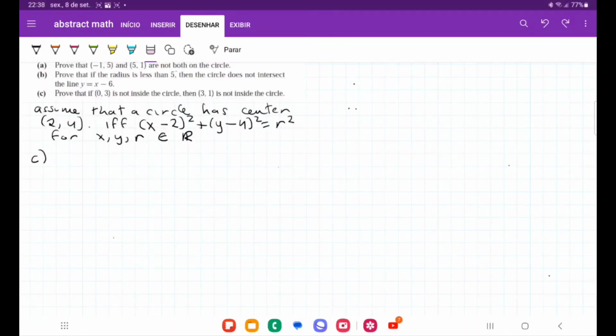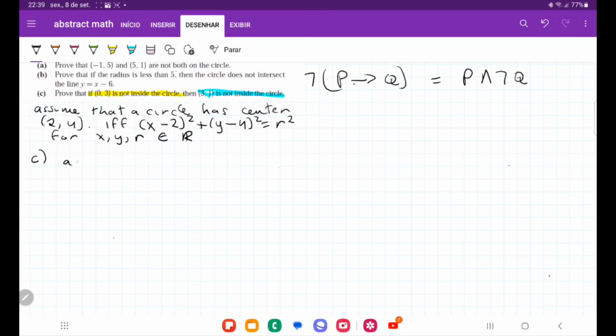And now, lastly, we are going to do item C. Let me just erase all of this stuff. So for C, we're going to prove that if (0, 3) is not inside the circle, then (3, 1) is not inside the circle. And we're also going to do it by contradiction. So here is the form: if P, then Q. And whenever we have a conditional statement, if P, then Q, if we want to falsify this, not (P implies Q) is equal to P and not Q. So that's what we're going to do. We're going to assume P and not Q.